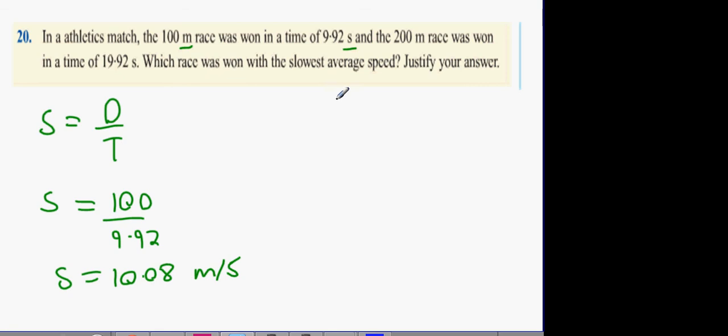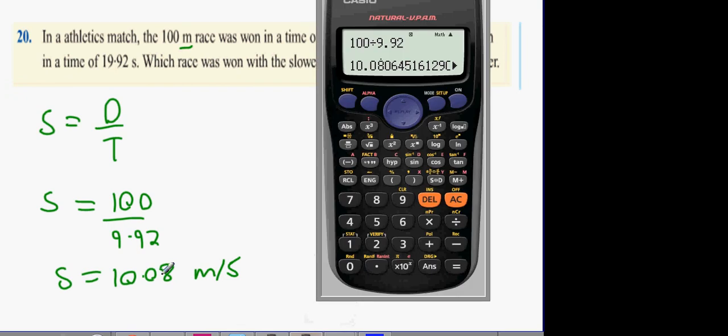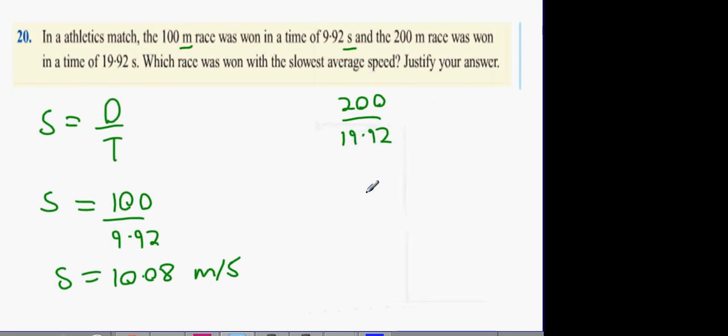In the 200 metre final, it's going to be 200 divided by 19.92. And what we get here is 10.04 metres per second. So we can actually see that the 200 metre victory was a slower speed.